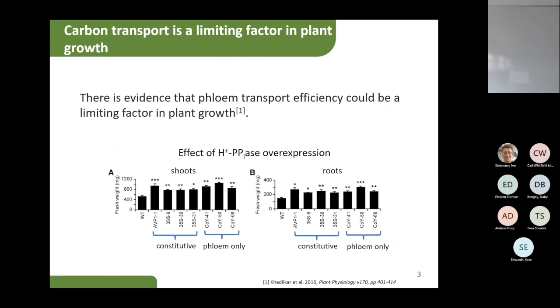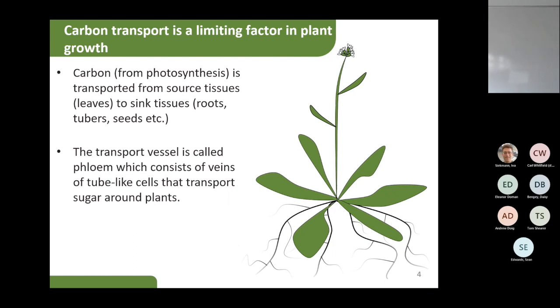So to start with, I've got this really nice figure from Kadilkar et al, 2016, where they had a look at what happens if you just overexpress one proton pump in plants. They expressed it constitutively, so throughout the whole plant, and they also expressed it in just the phloem. And you can see that expressing in just the phloem has about the same effect as if you express it constitutively. And that effect, if you have a look at those y-axes, is almost a 100% increase in growth in both the shoots and the roots, which is astonishing. It implies there are some really viable targets in the phloem that we can engineer or manipulate to increase agriculture. But actually, I should backtrack a bit and explain what phloem is.